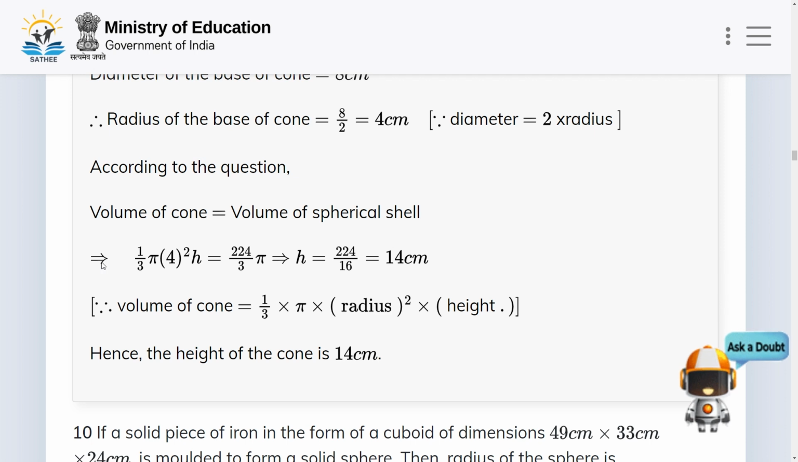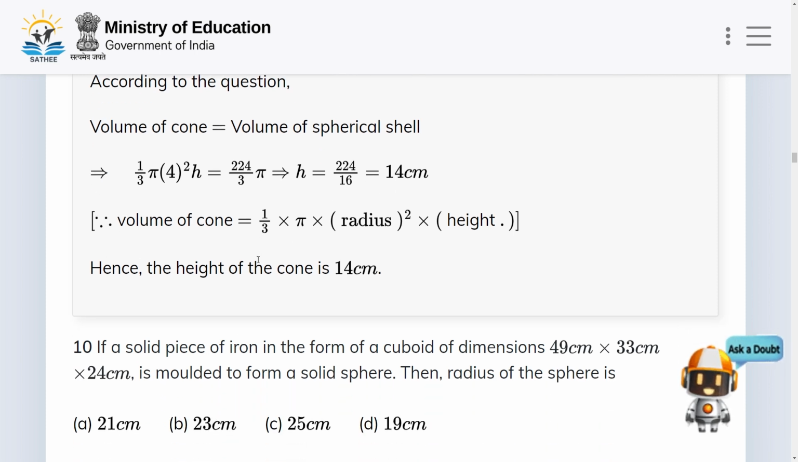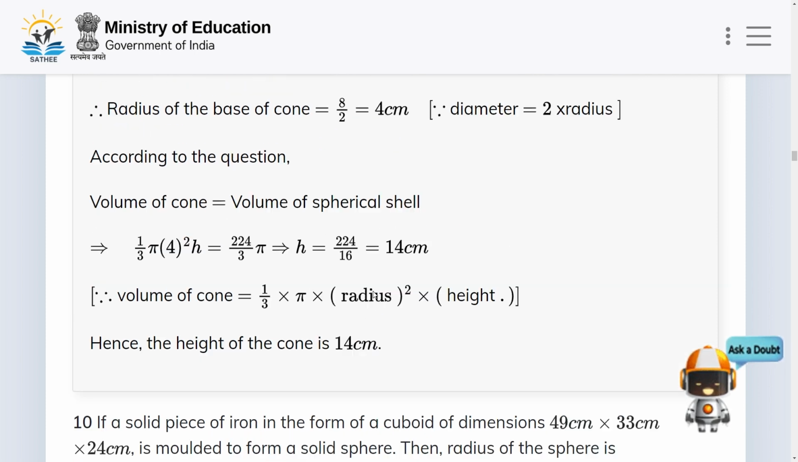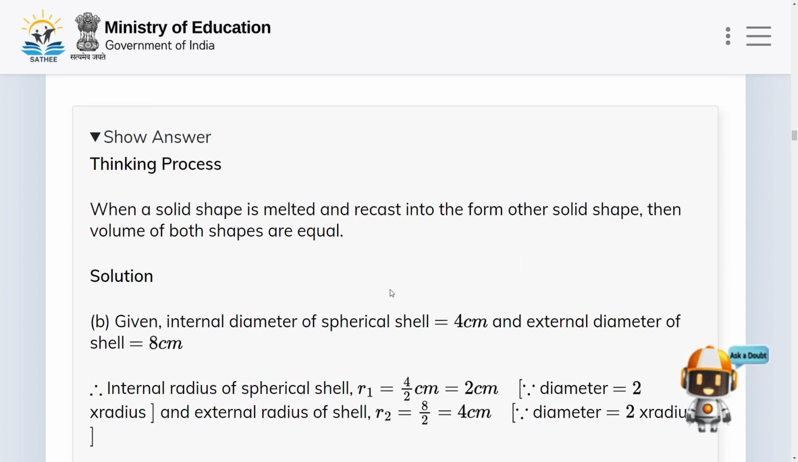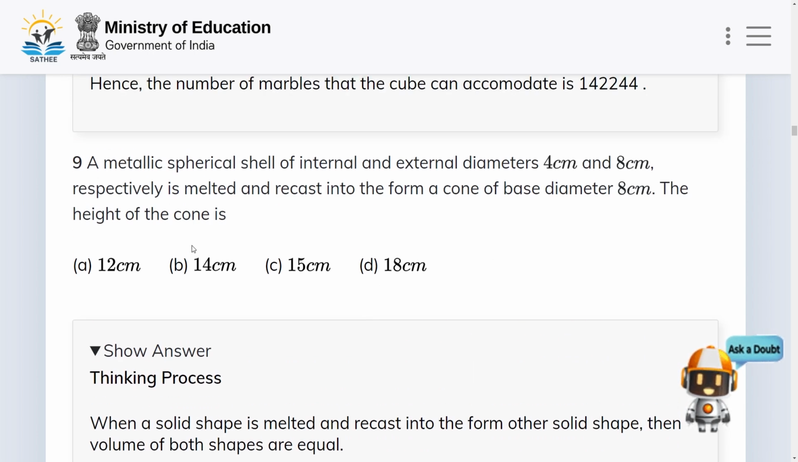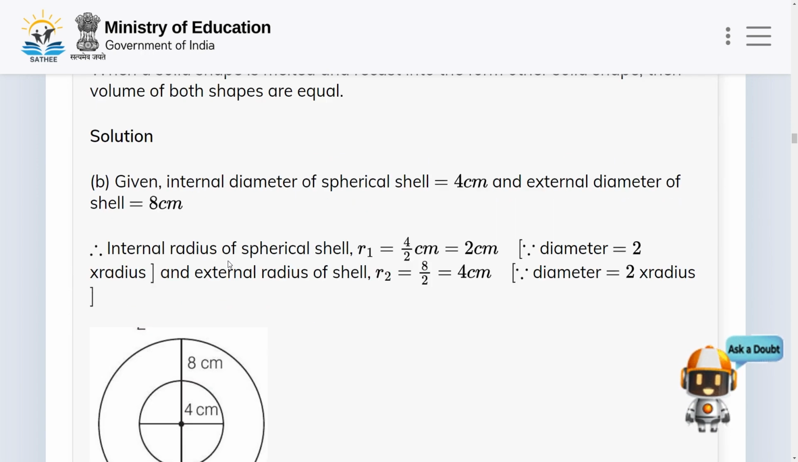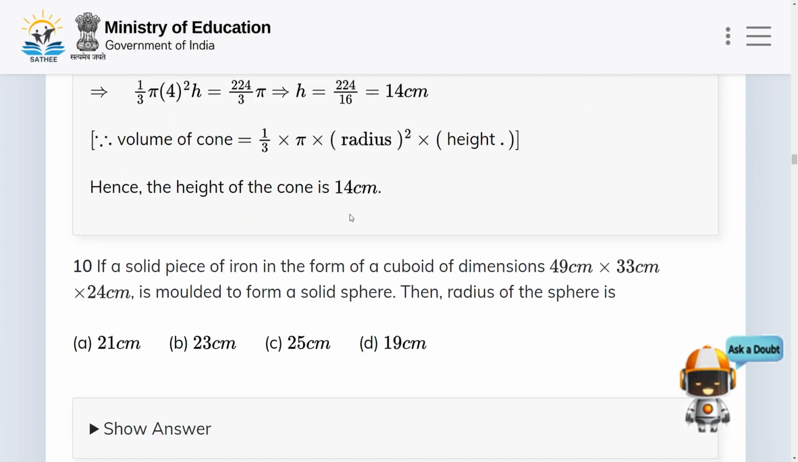So this implies 1 by 3 pi times 4 square times h is equal to 224 by 3 pi, and it implies h is equal to 224 divided by 16, and this is equal to 14 centimeter. Okay, hence the height of the cone is 14 centimeter. So therefore the height of the cone is 14 centimeter, and here option number B is the correct answer. Okay, so now let us move to the next problem.